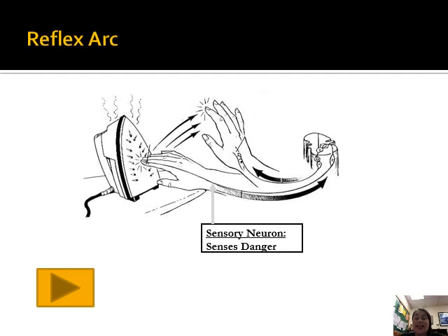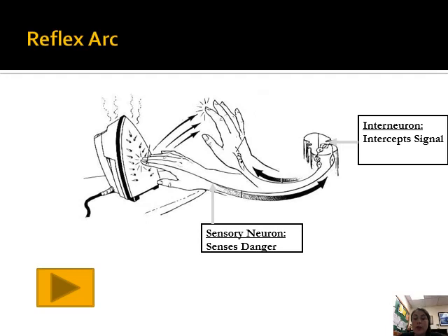They're going to detect stimuli in the environment, and if it's a dangerous stimuli, when it reaches the spinal cord, it will be intercepted by what is called an interneuron. The interneuron will determine if it's a dangerous signal or if it has time to go to the brain. In this case, we're touching a hot iron. We don't have time to go to the brain because if we go to the brain, by the time we remove our hand, there'll be serious damage done to our hand.